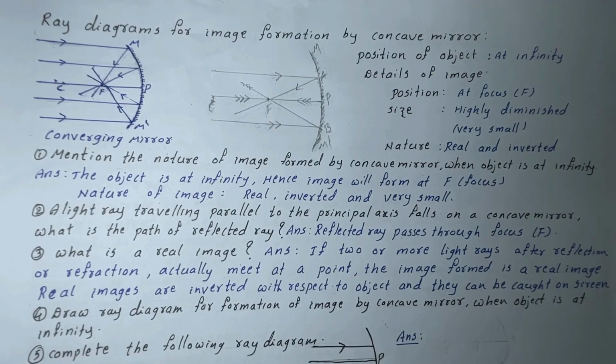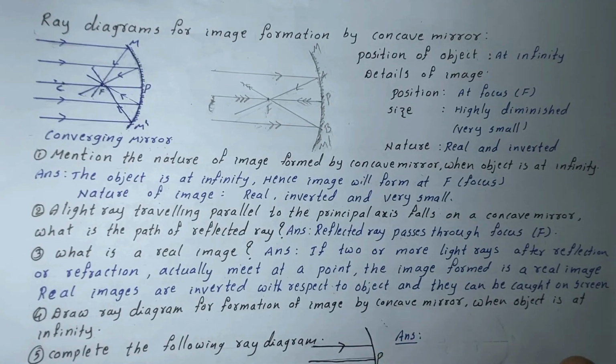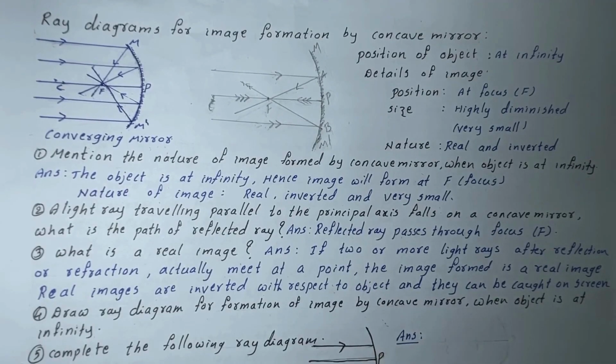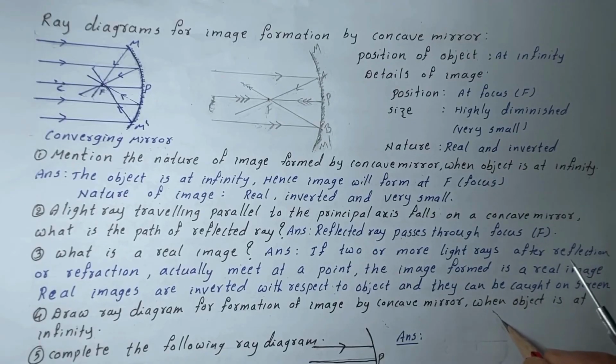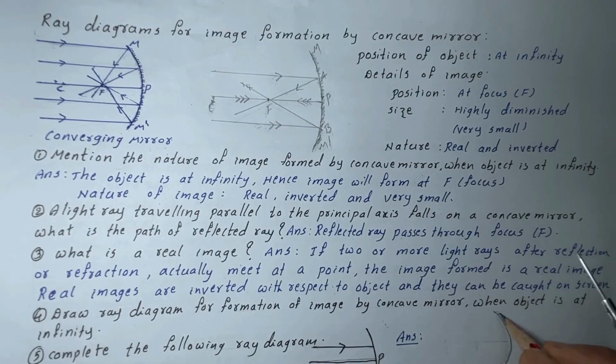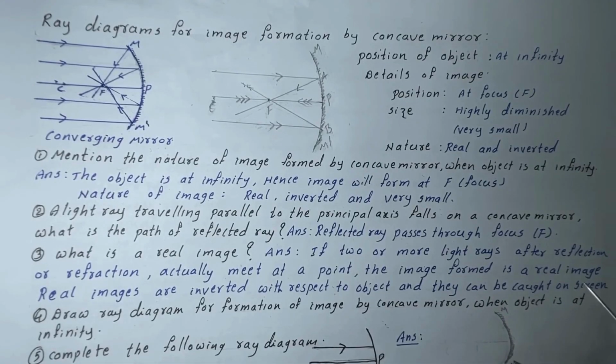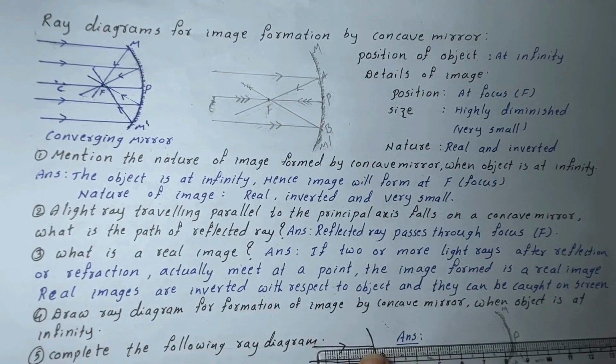The next question is, complete the following ray diagram. Here what is given? One spherical mirror, its midpoint P is given, and the incident ray is falling on the inner surface of the mirror. So this is a concave mirror. For the answer, first draw the concave mirror and polish its outer surface, and this M dash is the mirror. This is the midpoint, and draw one radius of curvature.